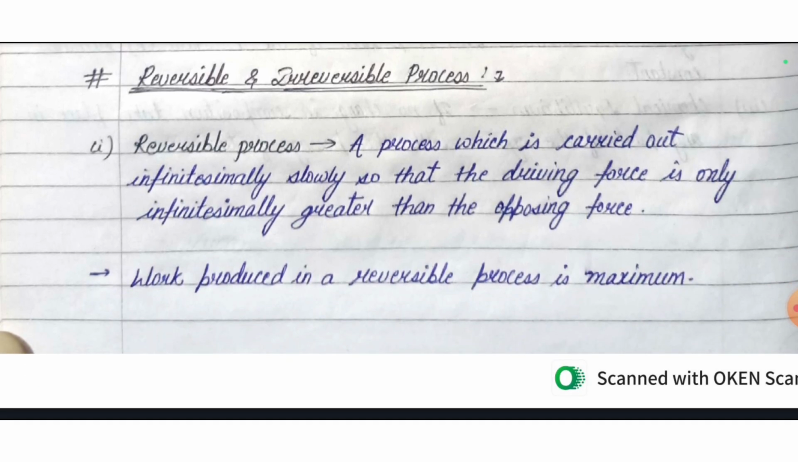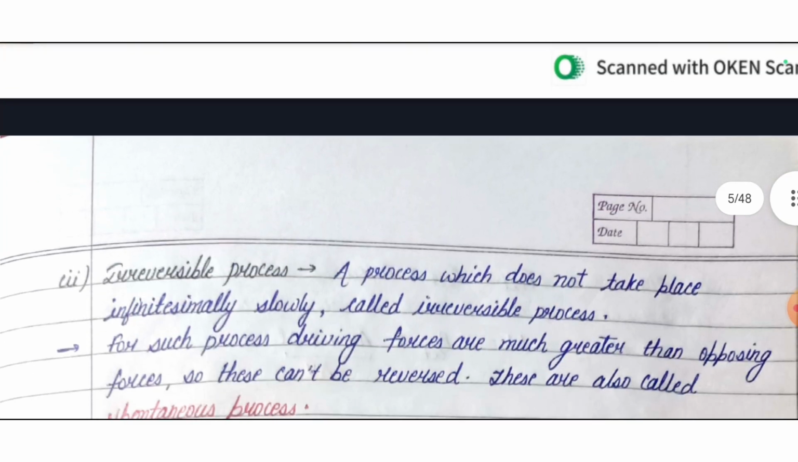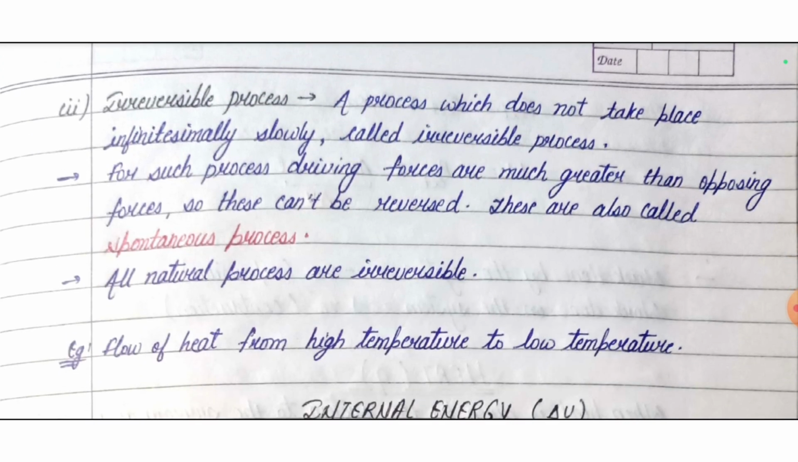Reversible and irreversible process. First, reversible process: a process which is carried out infinitesimally slowly so that the driving force is only infinitesimally greater than the opposing force. Work produced in a reversible process is maximum.